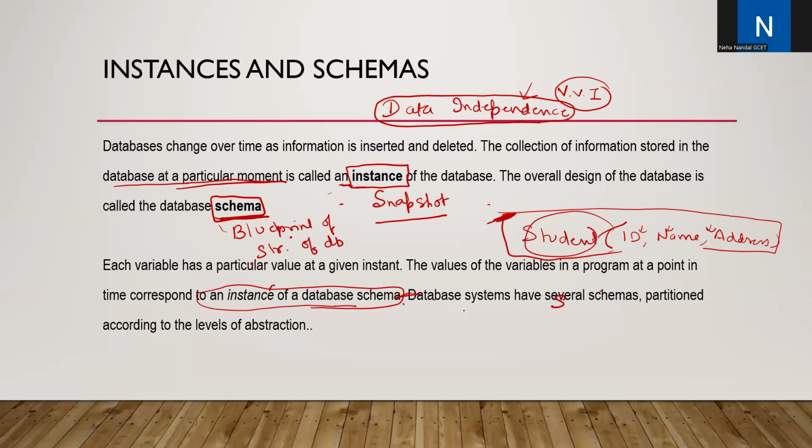Database systems can have several schemas, partitioned according to the levels of abstraction. So you have to remember in this lecture what abstraction is and what the different levels of abstraction are. When I say these terms, you should have the answer in your mind: what are the three levels of abstraction in a database, what is instance, and what is schema. These things you have to remember in this lecture. So let's wind up here.